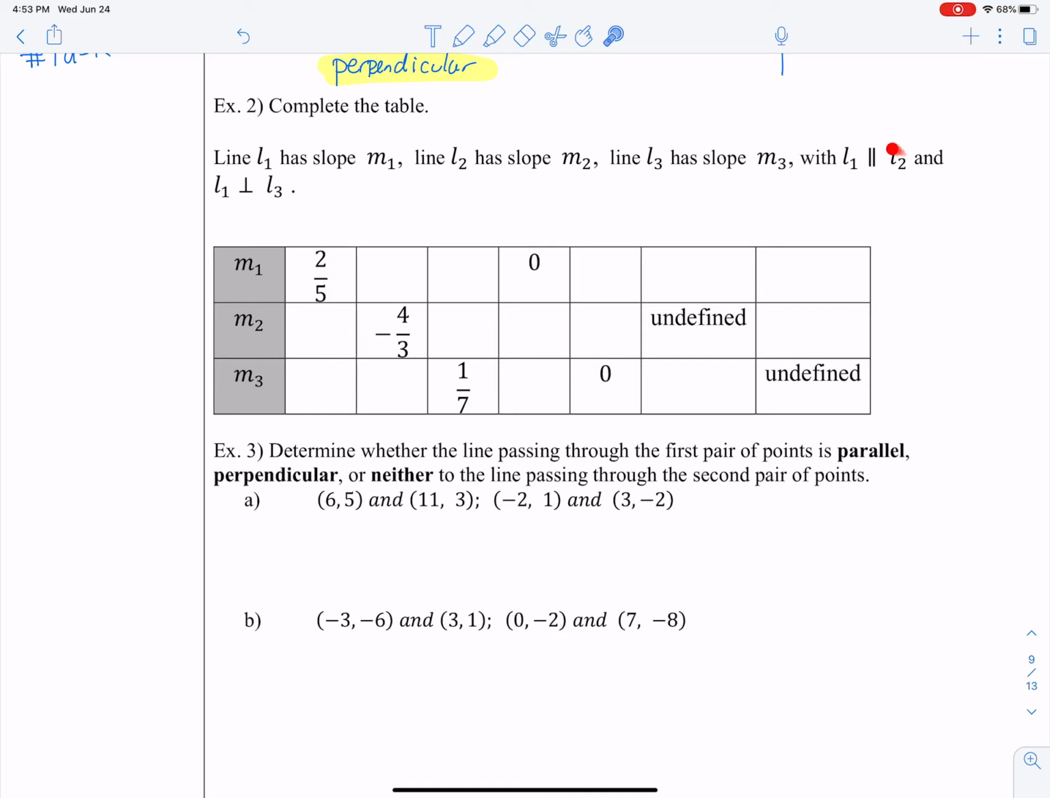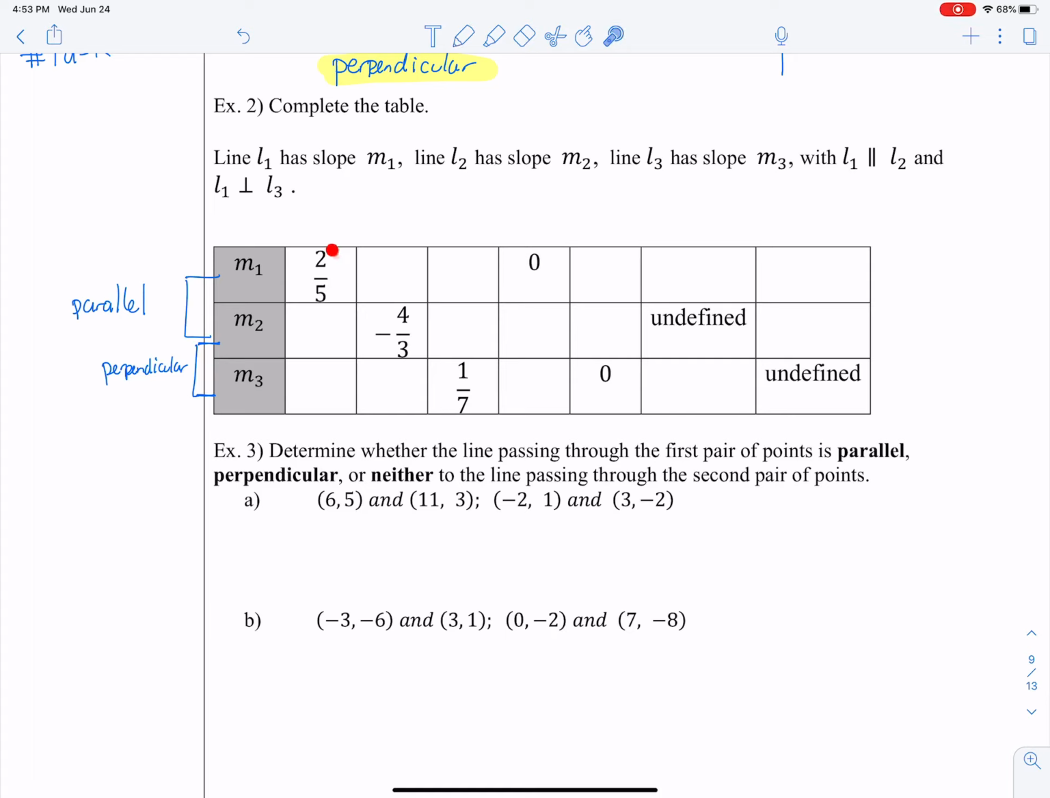So slopes 1 and 2 are parallel. So these ones are parallel. And slopes 1 and 3 are perpendicular. Well, if 1 and 3 are perpendicular, it means that 2 and 3 are also perpendicular because those two are parallel to each other. So these are perpendicular. Okay.